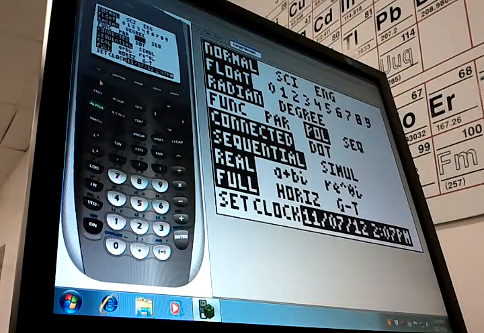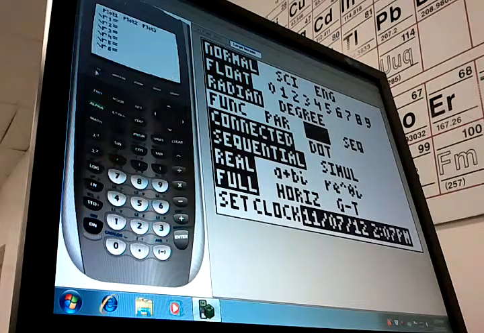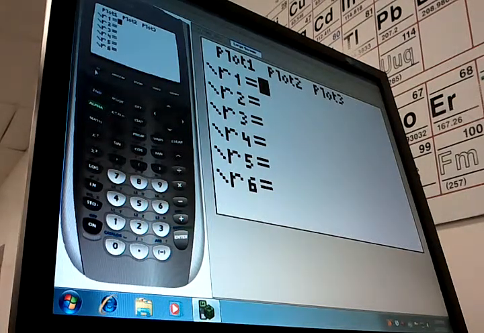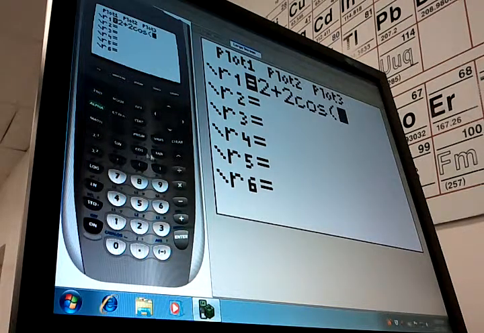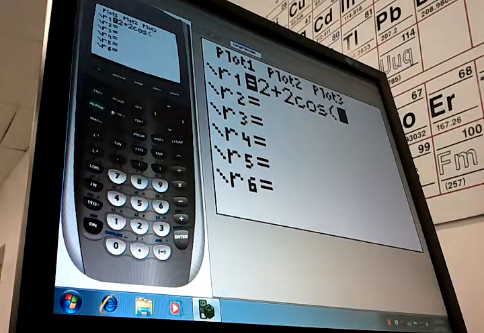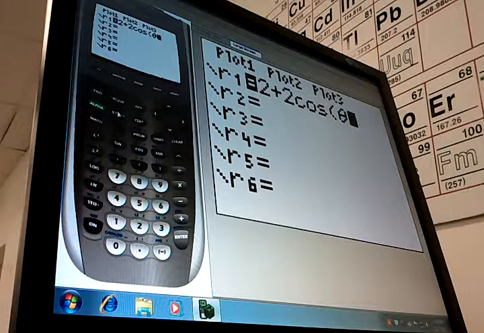So if we hit y equals now, what shows up? And now, let's try that last one we did, the 2 plus 2 cosine theta. So put in the 2 plus 2 cosine. And now our variable, you see why it's loaded? It's loaded with variable options. So when you hit it now, it's going to be a little theta.